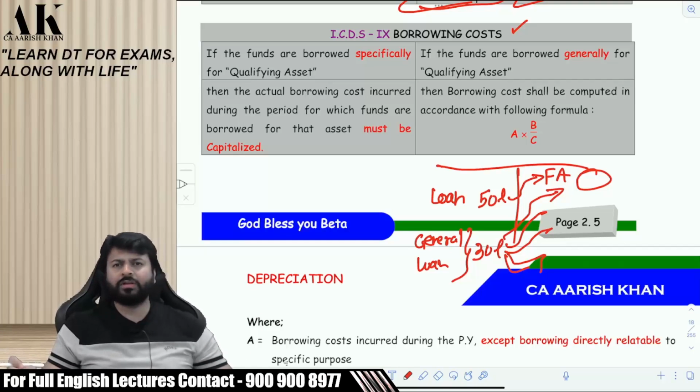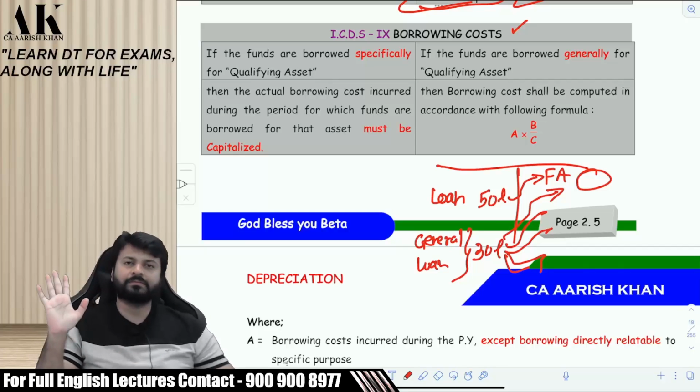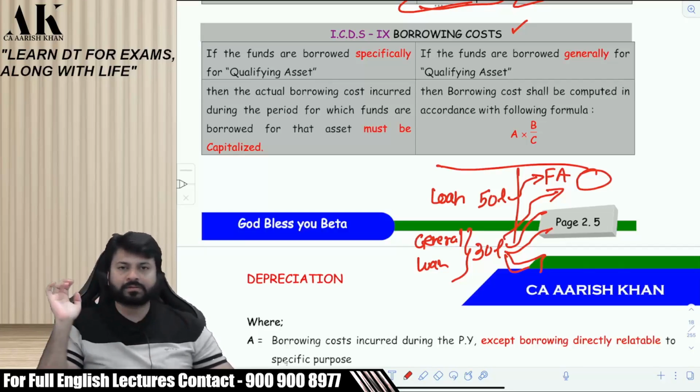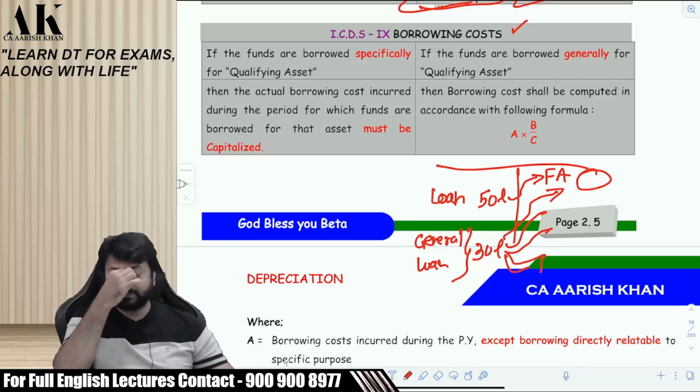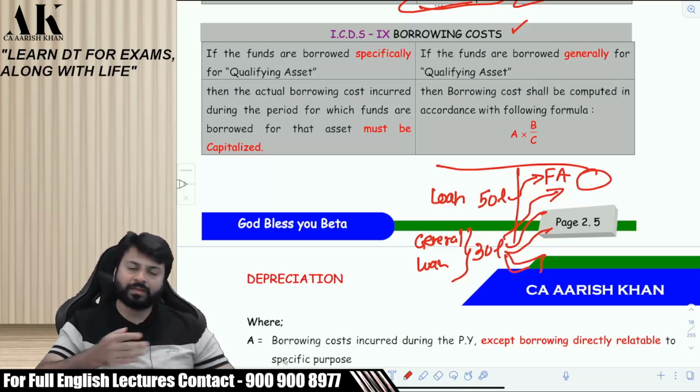So every loan is for either of the two purposes. Either it is for a specific purpose or it is for a general purpose. Now, as we learned yesterday, while discussing interest on a loan taken for a fixed asset, you have to capitalize the interest to the asset till the time the asset is put to use. Once the asset is put to use, you have to do what? You have to make it a revenue expenditure. You can take the deduction under P&L.